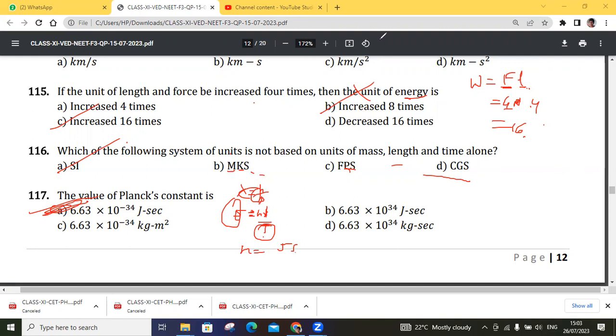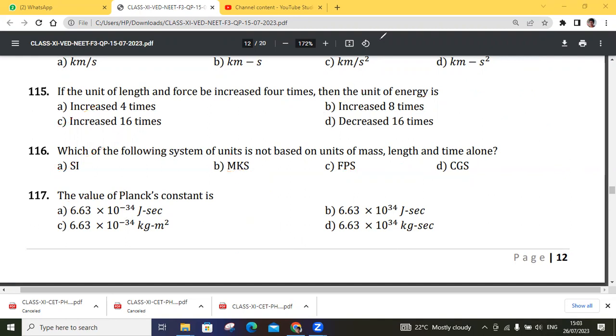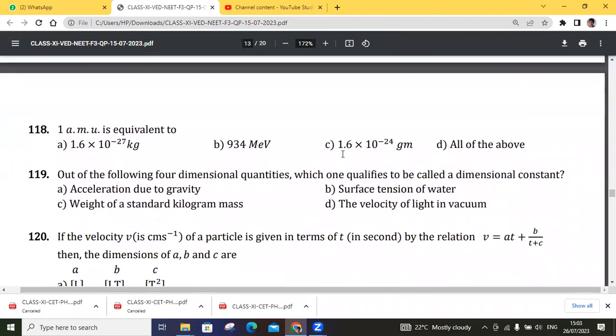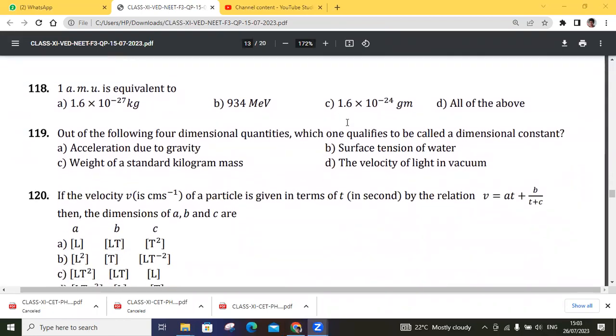Then we'll go ahead. 1 AMA is equal to, okay, this also you should know the values. Out of the following 4 dimensional quantities, which one qualifies to be a dimensional constant? Okay, acceleration due to gravity. Dimensional constant means it is a constant also. It has constant value and it has dimensions also. Acceleration due to gravity has dimension, but it is not constant. With respect to height, it changes actually.